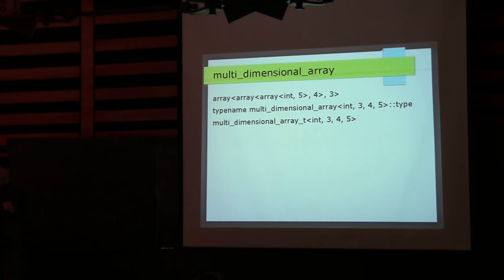So these three all mean exactly the same thing. They specify the exact same type. If you queried them with std::is_same, which is a type trait metafunction that tests are these two types identical, it would return true. These are all identical types. And conceptually, they're the same as this type.